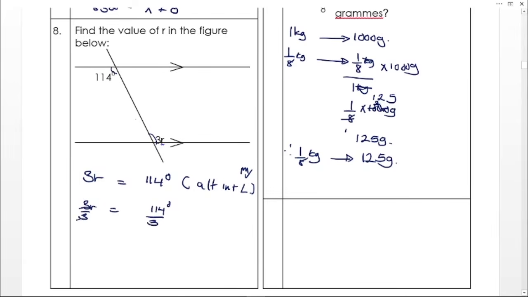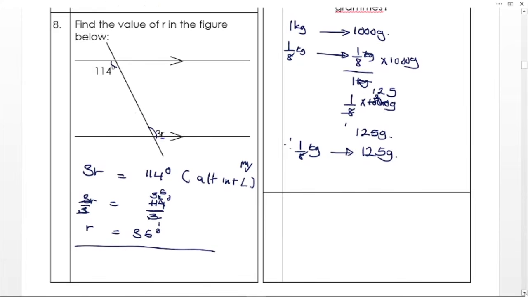So r is equal to 114 divided by 3. How many 3s are in 11? They are going to be 3, that is 9. 9, 10, 11, remain with the 2. This 2 becomes 24. How many 3s are in 24? They are going to be 8. Therefore, r is equivalent to 38 degrees. So they say the value of r, not the angle.